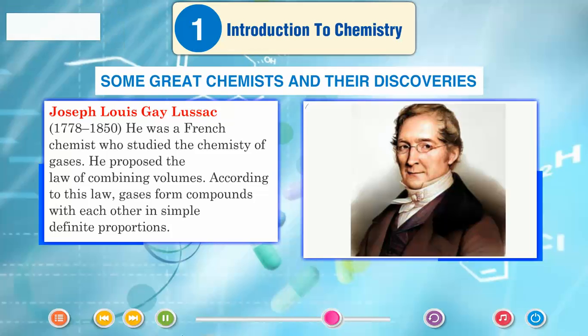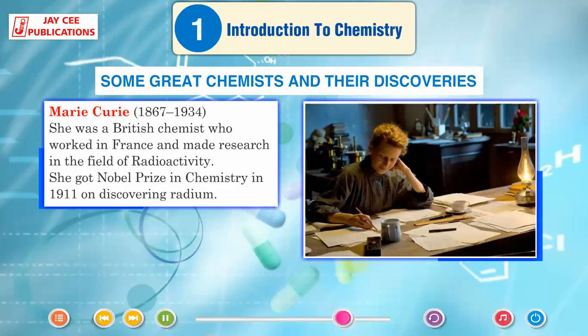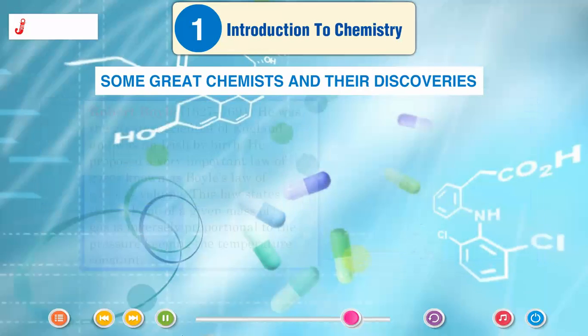Joseph Louis Gay-Lussac, 1778 to 1850. He was a French chemist who studied the chemistry of gases. He proposed the law of combining volumes. According to this law, gases form compounds with each other in simple, definite proportions. Marie Curie, 1867 to 1934. She was a Polish chemist who worked in France and made research in the field of radioactivity. She got Nobel Prize in Chemistry in 1911 on discovering radium.